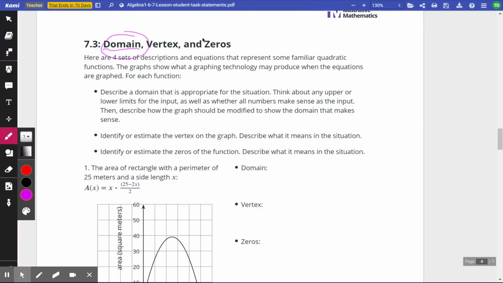So it says, describe a domain that is appropriate for the situation. Think about any upper or lower limits for the input, as well as whether all numbers make sense. Then describe how the graph should be modified to show the domain that makes sense. The second thing says, identify or estimate the vertex on the graph. Describe what it means. Then finally, identify or estimate the zeros of the function. Describe what it means.